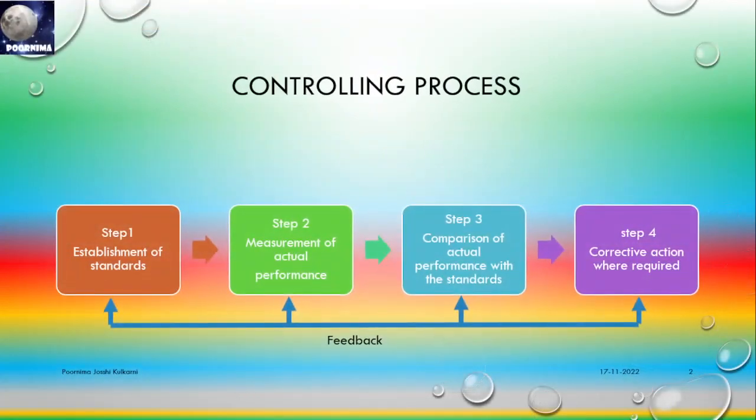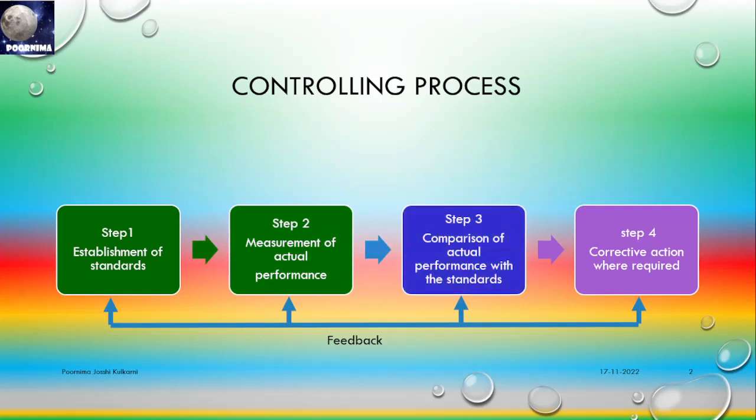Topic for discussion is controlling. That subtitle is controlling process. Step 1, establishment of standards. Step 2, measurement of actual performance. Step 3, comparison of actual performance with standards. Step 4, corrective action where required.